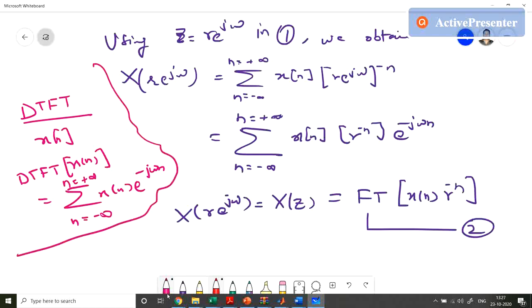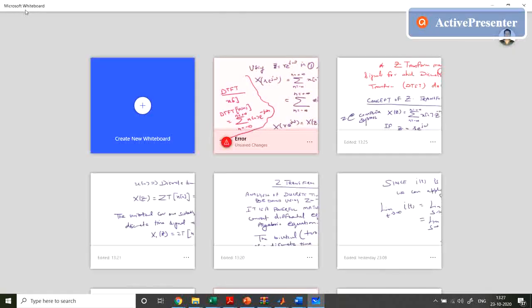Here we have e raised to the power minus j omega n. So this whole term we can take as the input. So this is nothing but the discrete time Fourier transform of x[n] r raised to the power minus n. Let this be equation number 2.